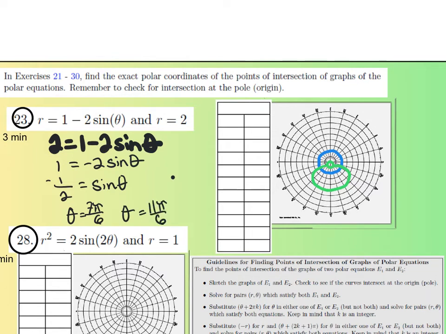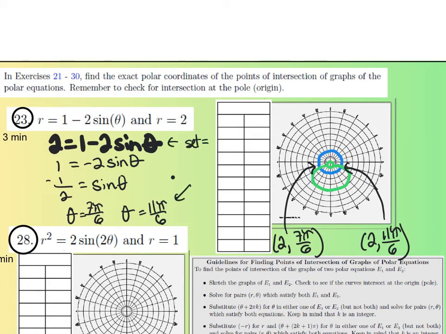So if I had to tell you where these 2 points of intersection are, this point is radius 2, theta 7 pi over 6. And this point here is radius 2, theta 11 pi over 6. So to find a point of intersection, set equal, solve, and then write coordinates.